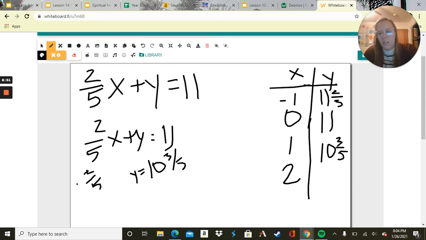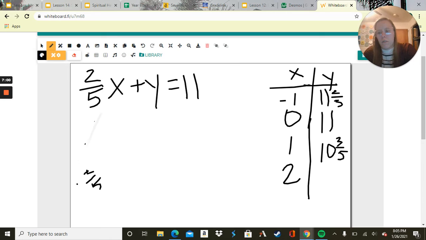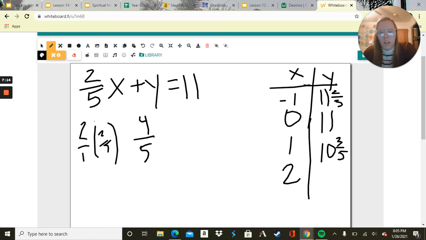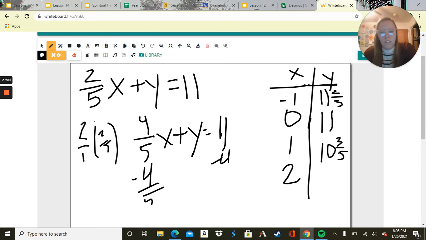And 2, let's erase this so we have more room. Sorry, my screen is shaking back and forth because I'm erasing on it. Okay, so we're going to have 2 over 1 times 2/5 is going to give us 4/5. X plus y equals 11. We subtract that 4/5, and we end up with 10 and 1/5. So you notice every time you go up higher in positive numbers, it goes down by 2/5.